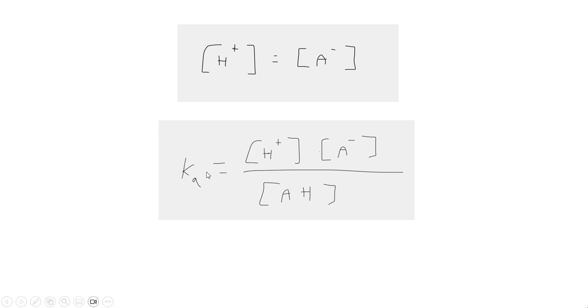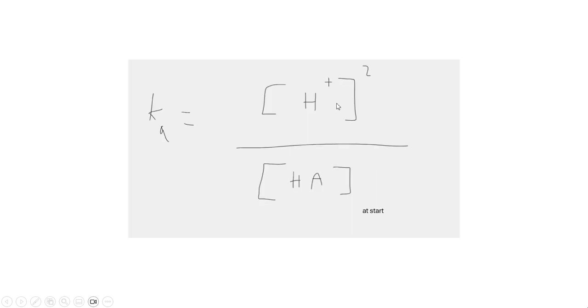So therefore, I can write a Ka expression as normal, from equilibrium, by the way. We've got AH is equal to H+ plus A-. So put the products on the bottom and the reactant on the top. Because H+ is equal to A-, I can replace A- with just H+. Then it becomes H+ times H+, which becomes H+ squared.